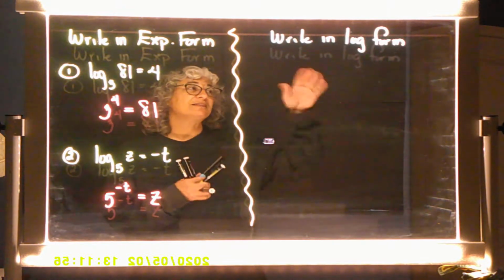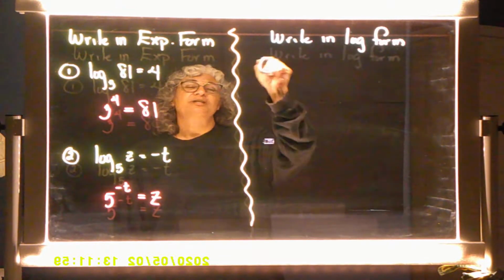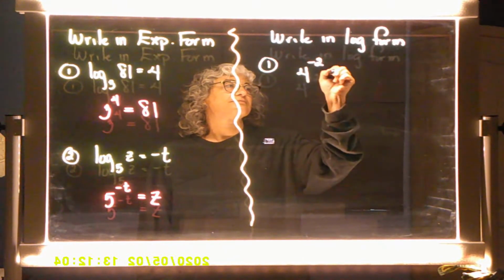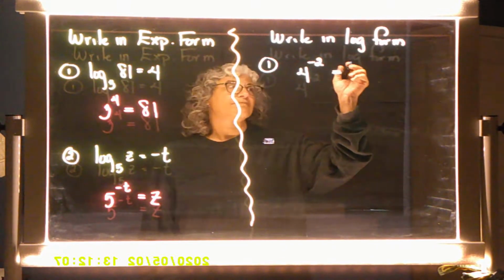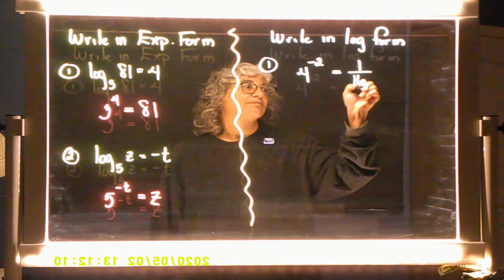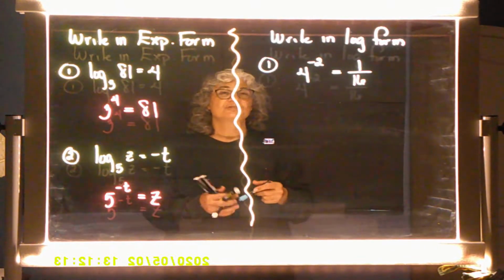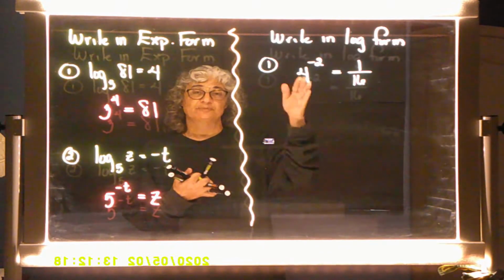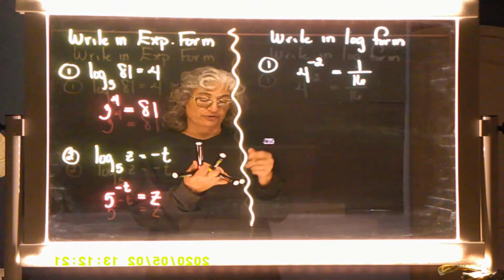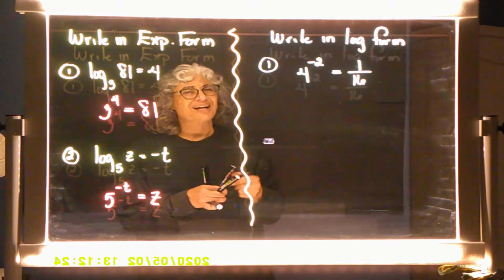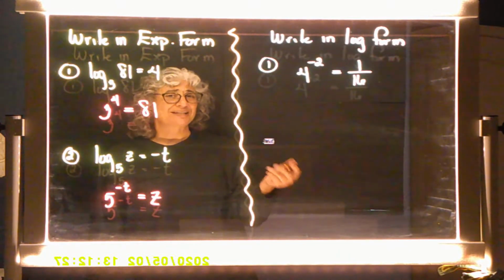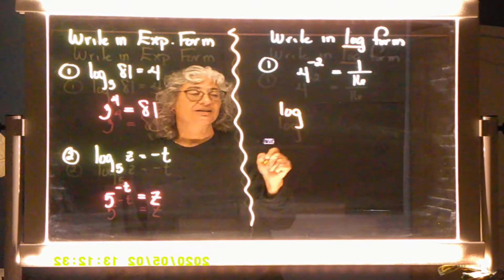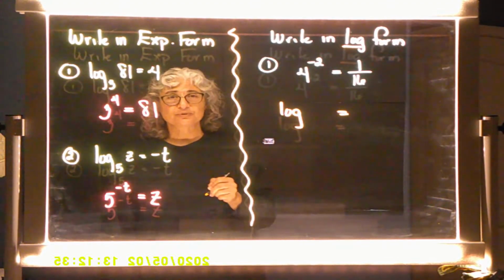Okay, let's look at these directions. They would like us to write this in log form. So let's look at this first example. So 4 to the negative second power equals 1/16. This is in exponential format, but they want us to write it in log format. So before you identify anything, the first thing you should write is, yeah, if they want it in log format, maybe the first thing I should write is the word log. And while I'm writing the word log, I think I'll put the equal sign in there at the same time.